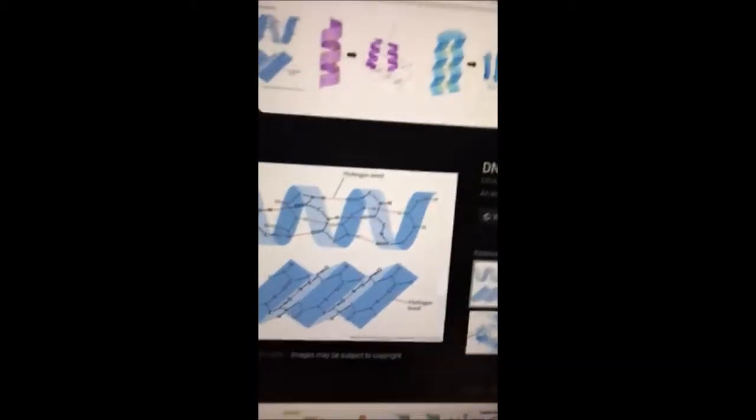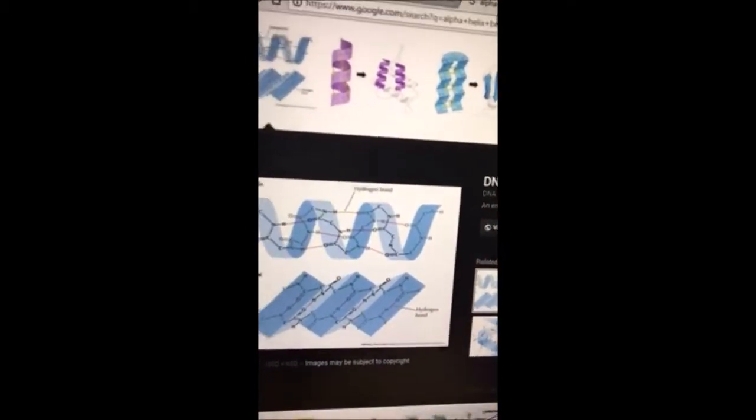There are 4 basic protein structures: primary, secondary, tertiary, and quaternary. Primary is essentially a chain of amino acids that forms a polypeptide with no folding. Secondary includes alpha helices and beta sheets. Here is a picture of an alpha helix and a beta sheet. This is an alpha helix and this is a beta sheet.